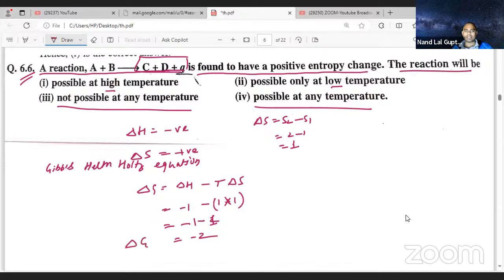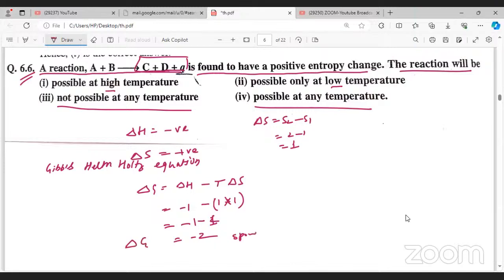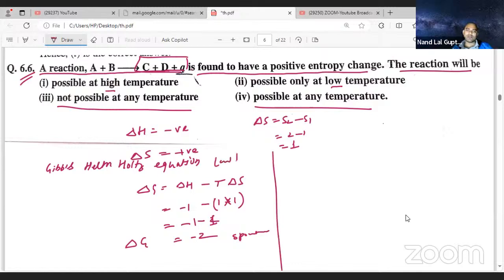So delta G is negative means it's spontaneous, na? Spontaneous. Now, this is the low temperature. I kept low temperature, how much did I consider? 1. You consider some other temperature. Delta G is equal to delta H minus T delta S. Now, consider the temperature as 100 degrees Celsius. So now, this is -1, or any negative value you can consider. Temperature 100. Entropy, whatever you consider, suppose 1.